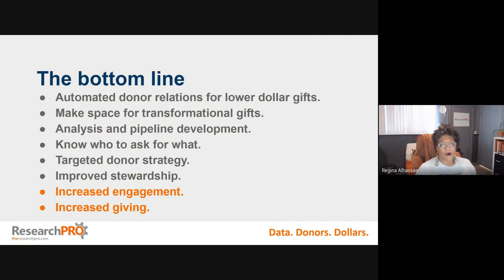I also like to call out the bottom line. The bottom line of prospect development is that you get to automate donor relations for lower dollar gifts. It helps you segment your data in a really efficient and useful way. That allows you to make space for those big transformational gifts. We've talked about the analysis and pipeline development and who to ask for what. Like, is this a $50 donor? Can they do $500,000, etc.? And once we know that type of information, then we can create a more targeted donor strategy and then improve stewardship, improve donor relations, etc.